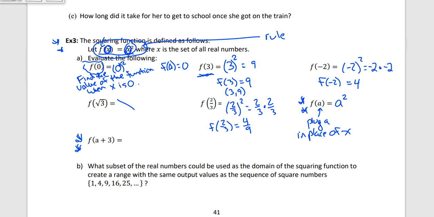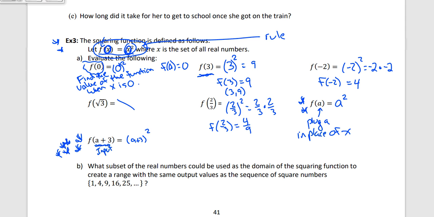There's nothing else I can do here, right? I can't evaluate a squared. I don't know what a is. So f of a is equal to a squared. This one's even way more important. This whole expression here is my input. That expression has to be put in place of x. So in place of x, which is going to be squared, I'm putting in a plus 3.